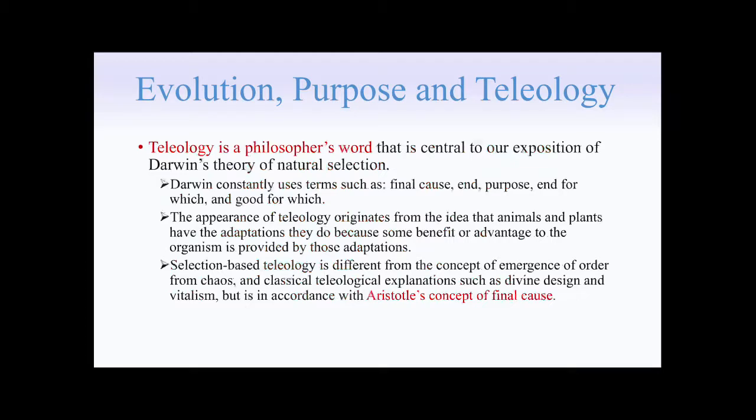Teleology is a philosopher's word that is central to our exposition of Darwin's theory of natural selection. Darwin constantly used terms such as final cause, end, purpose, end for which, and good for which. The appearance of teleology originates from the idea that animals and plants have the adaptations that they do because some benefit or advantage to the organisms is provided by those adaptations. Selection-based teleology is different from the concept of emergence of order from chaos and from classical teleological explanations such as divine design and vitalism, but is in accordance with Aristotle's concept of final cause.